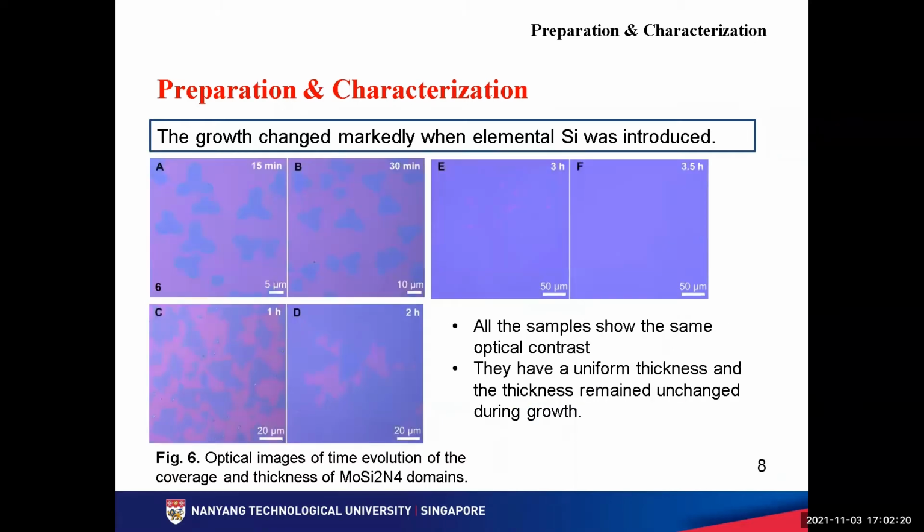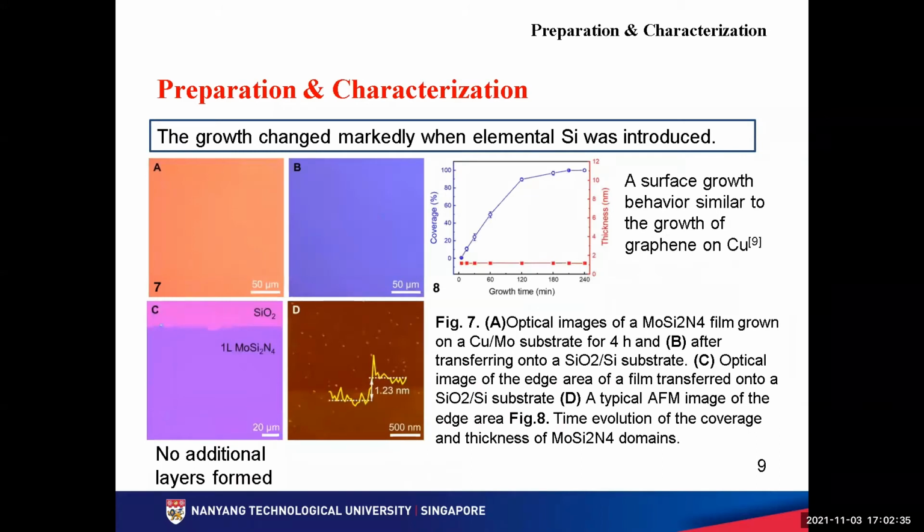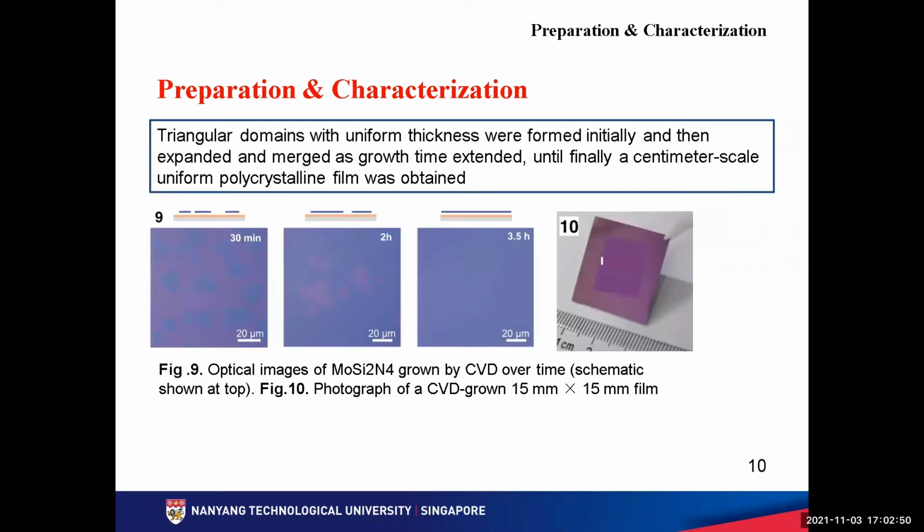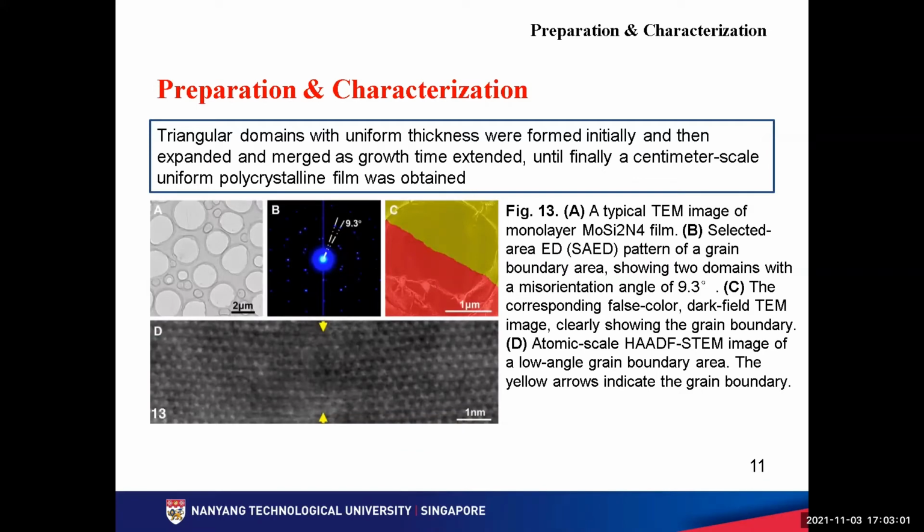Figure 6 shows the optical image of the time evolution during the process. It shows that all the samples have the same optical contrast, indicating that they have a uniform thickness and the thickness remains unchanged. From figures 7 and 8, the uniform contrast indicates that no additional layers were formed as time extended. The AFM image of the edge area indicates it's a normal layer structure. Triangular domains with uniform thickness were formed initially and then expanded and merged until finally a centimeter-scale uniform film was obtained.